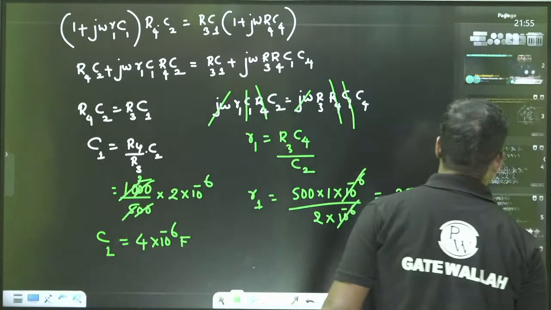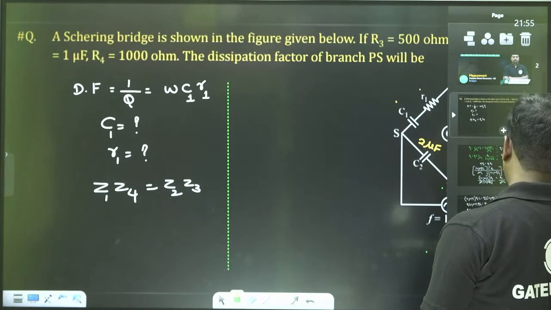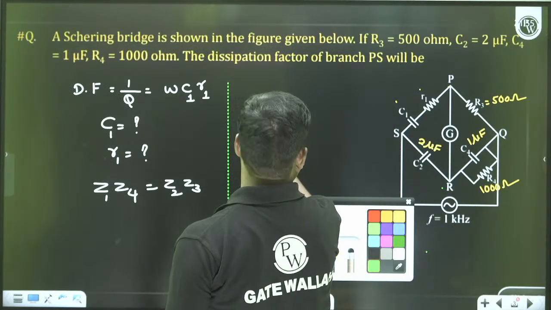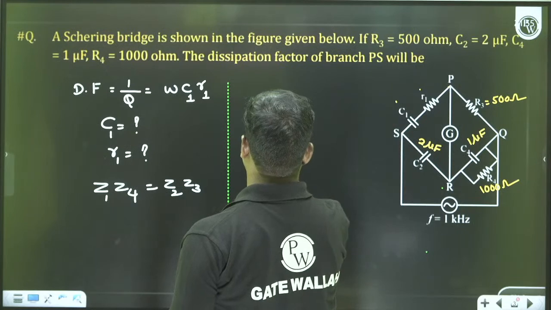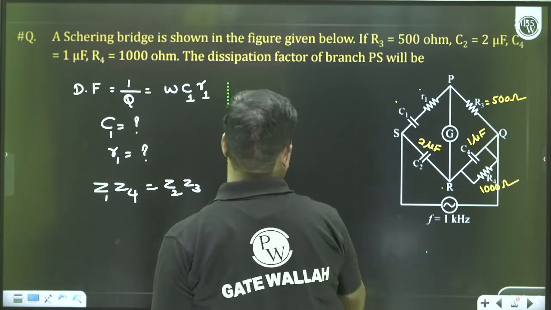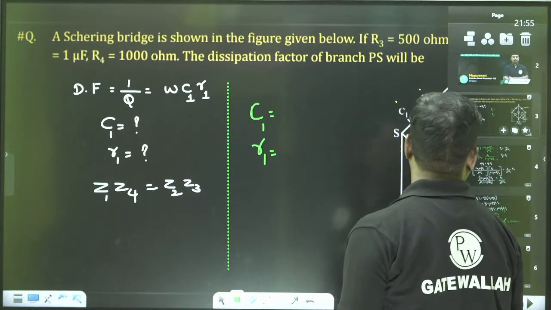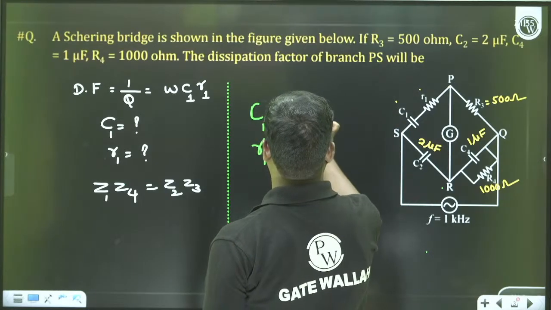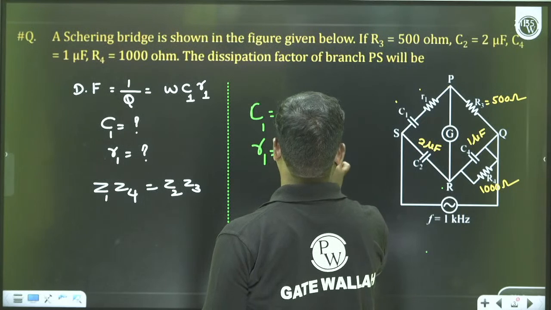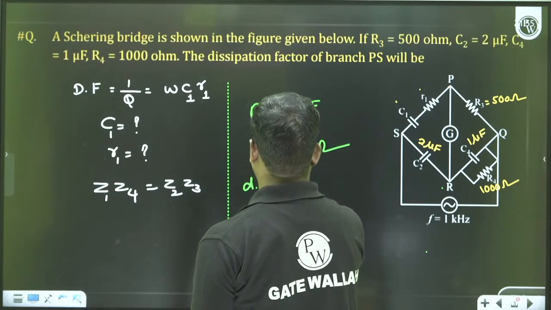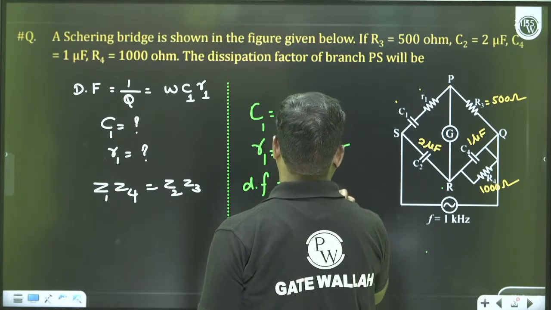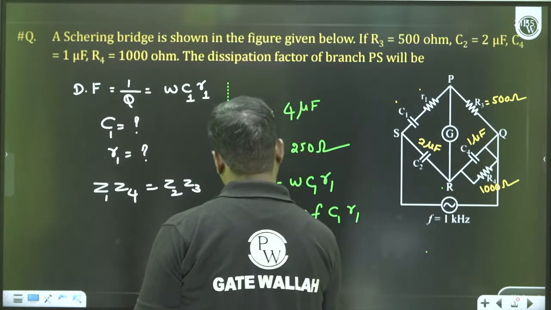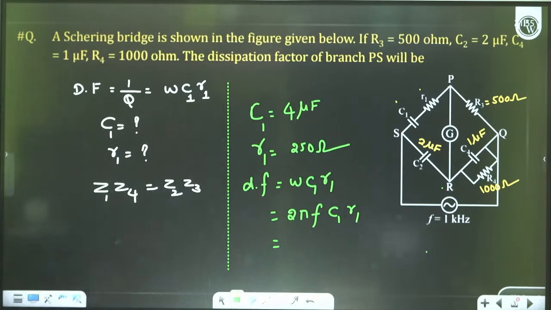So what is the dissipation factor asked? Omega C1 R1. Okay. So C1 value we got as 4 microfarads. R1 is 250 ohms. So the dissipation factor will be omega C1 R1, so 2 pi f C1 R1. Simplify and tell me the answer.